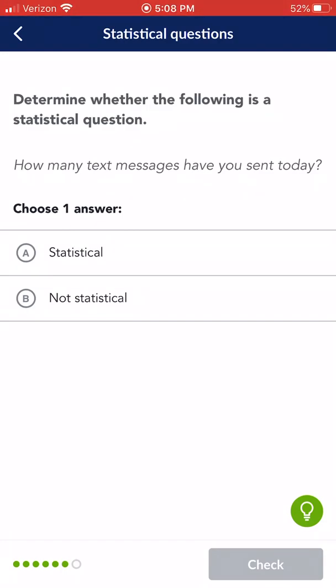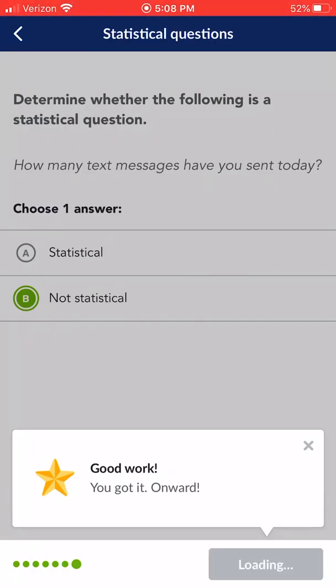Now, this is a not statistical question, but if you wanted to change this to a statistical question, you would have to ask a group. So you may say, how many text messages did 6th graders typically send in one day? That would indicate that you asked a group and that their answers were not all the same. All right, so let's check this out. Woohoo! All right, let's see what's next.